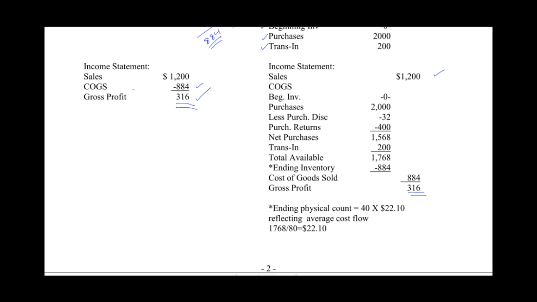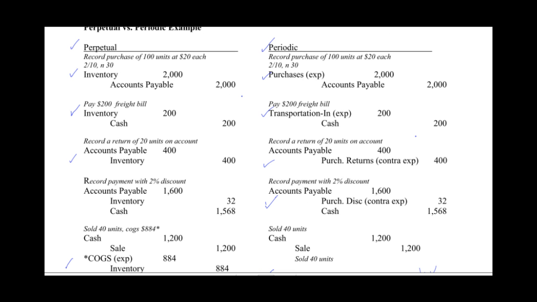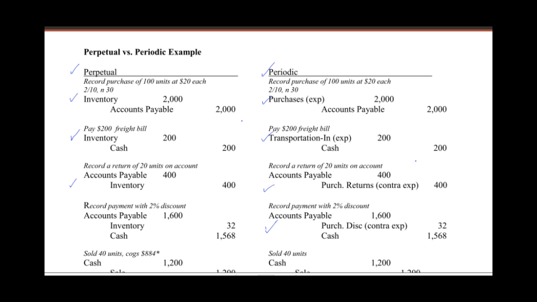So that's a good description of how you can compare the periodic to the perpetual systems. Hopefully you found that interesting and learned some things from that, and are better able to complete your homework and understand the differences between the two.